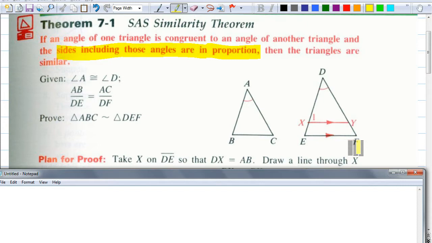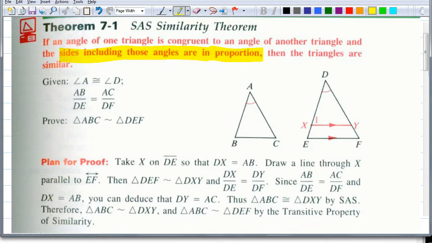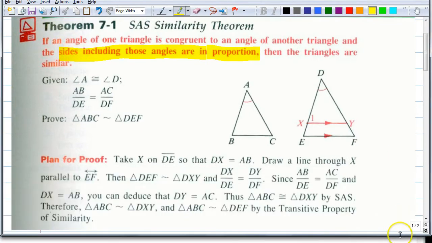How? Angle 1 is congruent to angle E. Good. Angle 1 is congruent to angle E. Would you not agree, guys? Why are those two angles congruent? Kaylee? They're corresponding angles, if two parallel lines are cut by a transversal. Good, you have to say the whole thing. If two parallel lines are cut by a transversal, we know that the corresponding angles are congruent. So that's good.